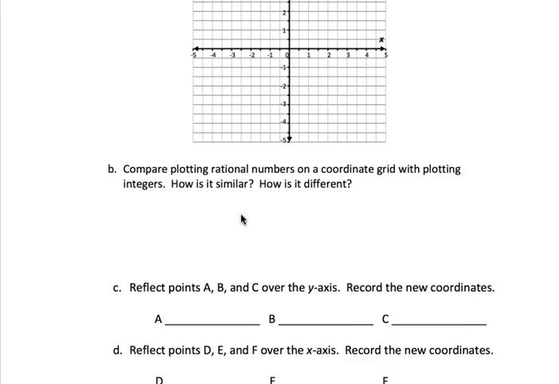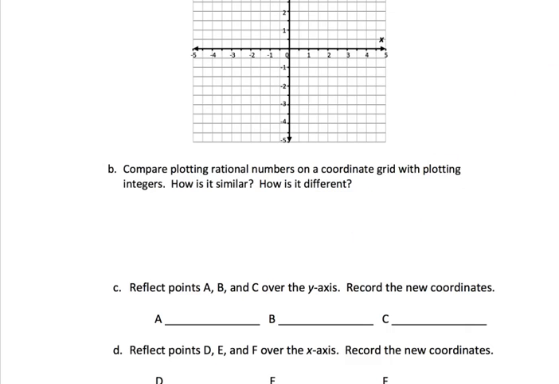What can be different, now I'm going to talk about how they're not alike. What can be different is finding fractional values between the integers. Depending on the scale, the fractional values are not always given. So I have to estimate a point's location based on what I know about fractions. So there's your comparing how they're alike and how they're different.